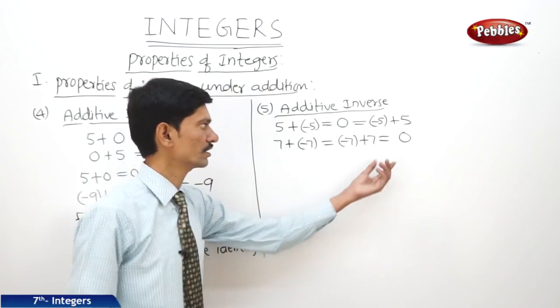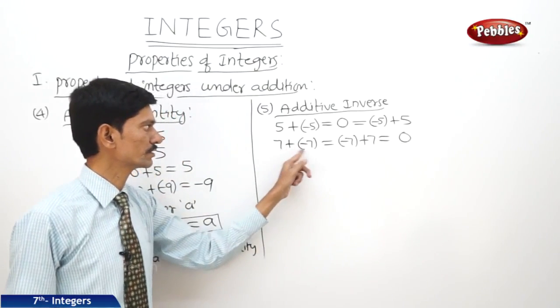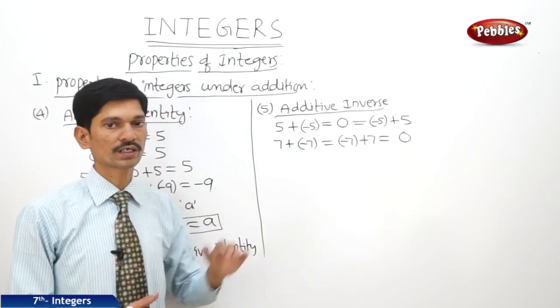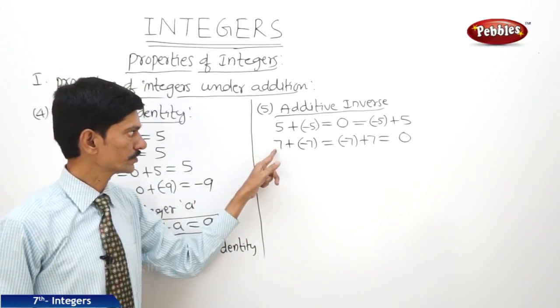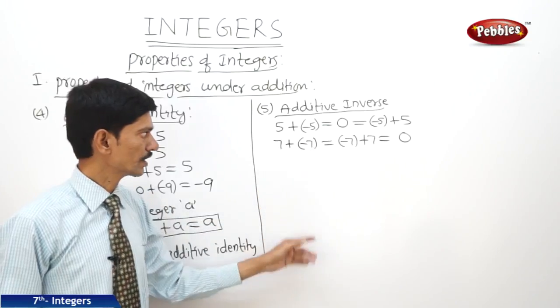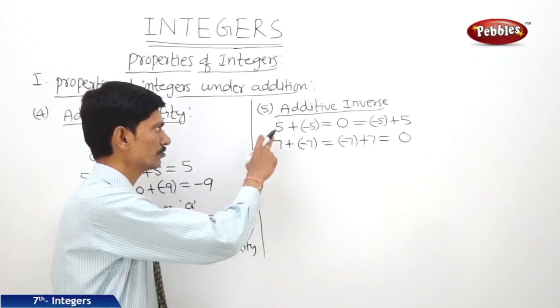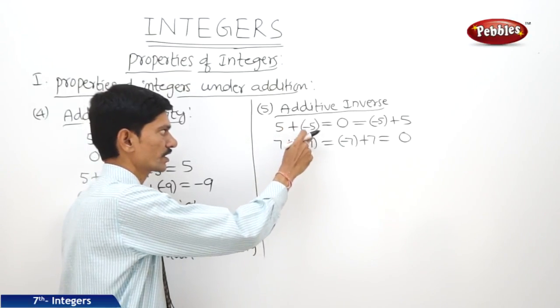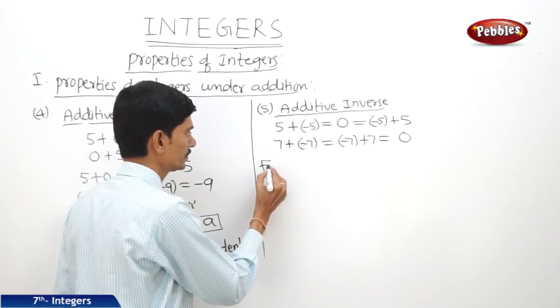So when you get the sum as the additive identity 0, then the two integers are called the additive inverse of each other. So here the additive inverse of 7 is minus 7 and the additive inverse of minus 7 is 7. So in the first case, additive inverse of 5 is minus 5 and the additive inverse of minus 5 is 5.